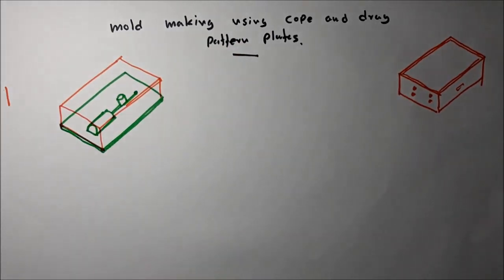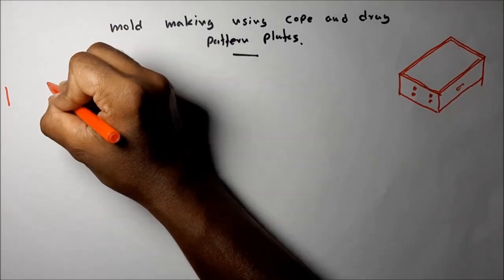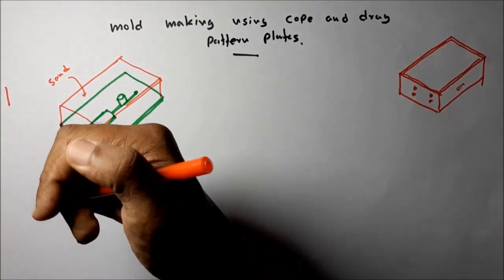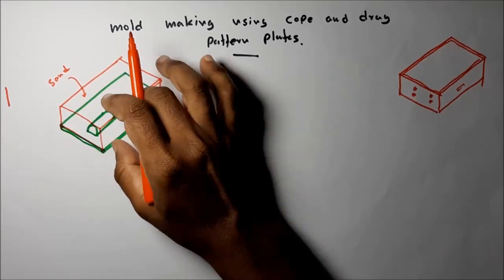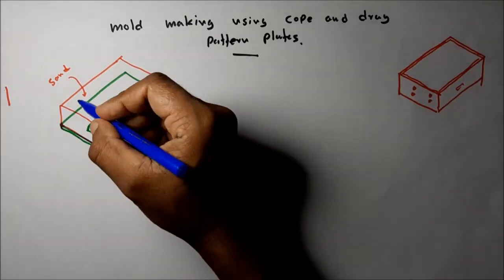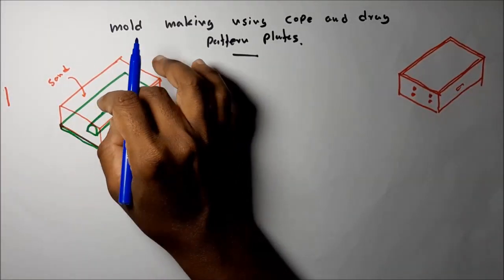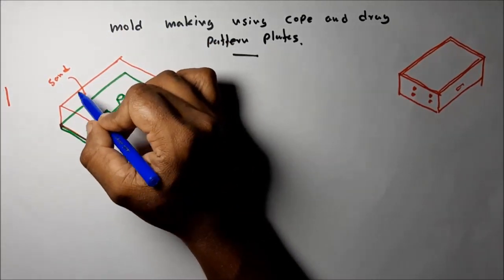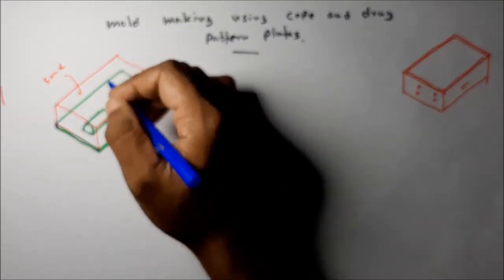Then the sand mixture is put in and compacted around the pattern on this pattern plate. Before compacting, in some situations graphite spray is applied on this pattern plate to avoid sticking. Then the sand is compacted around this pattern plate.